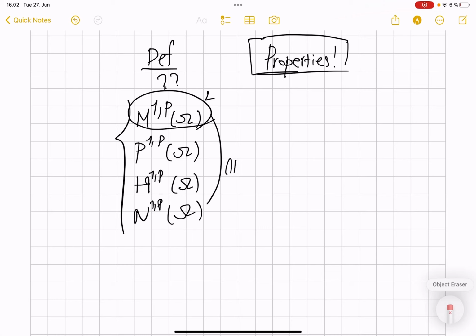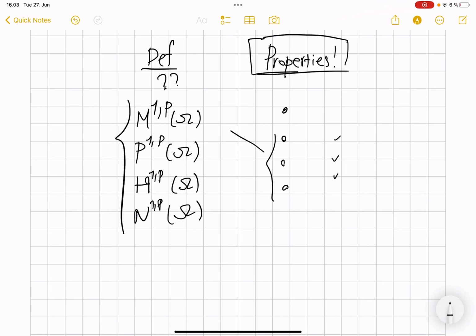So it's a question of what properties you wish to have. You have properties, and then depending on which ones you want, which one is needed for the application that you have in mind, you decide which space to work with. And of course, there are many, many questions of for what spaces do you have equality between them? What is the role of the Poincaré inequality and whatnot?